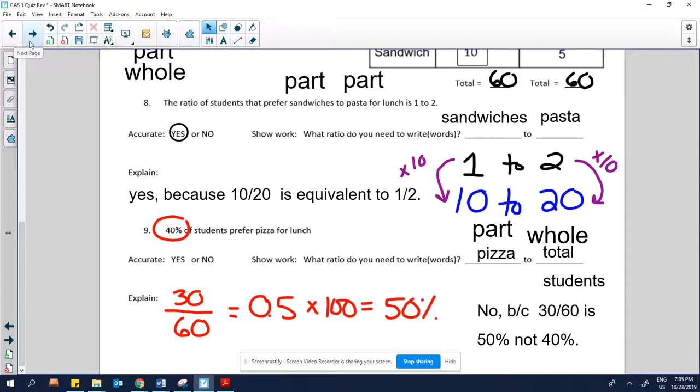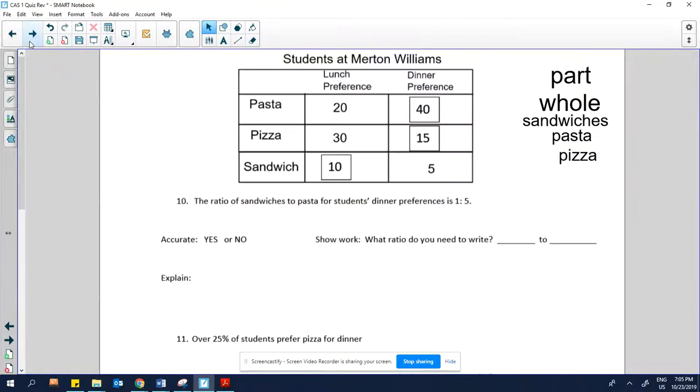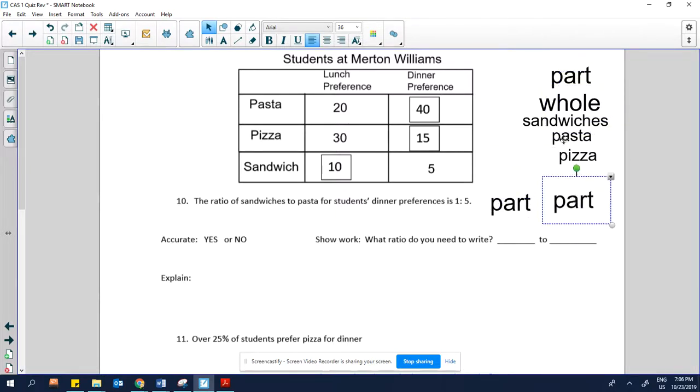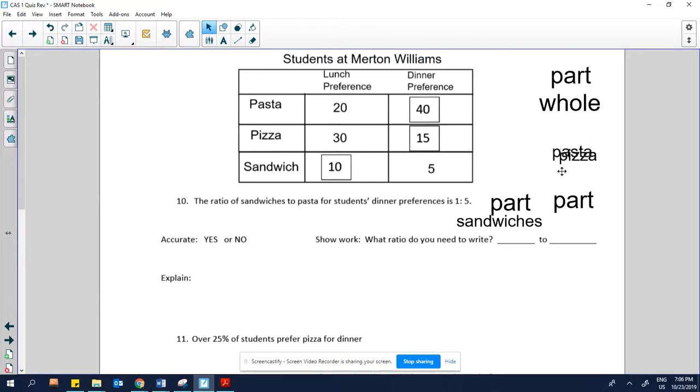All right, we've got a couple more that we want to cover. Number 10 says the ratio of sandwiches to pasta is 1 to 5 for dinner. Part to part or part to whole? Sandwiches is a part and pasta is a part. So that is part to part. Here's the sandwiches. Here's the pasta. For sandwiches for dinner, we only have 5 students. That's all we got. We've got pasta for dinner is 40.